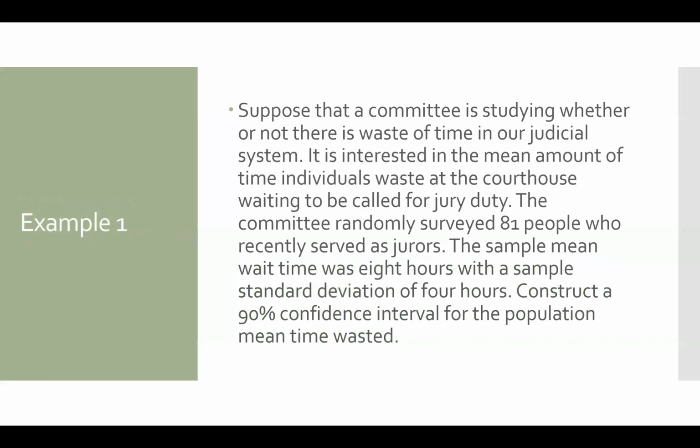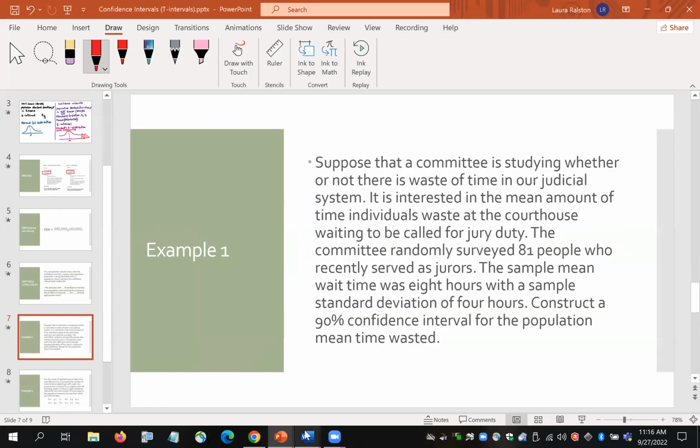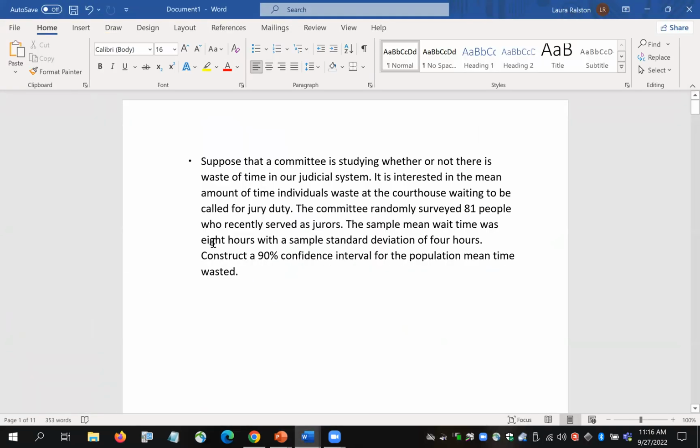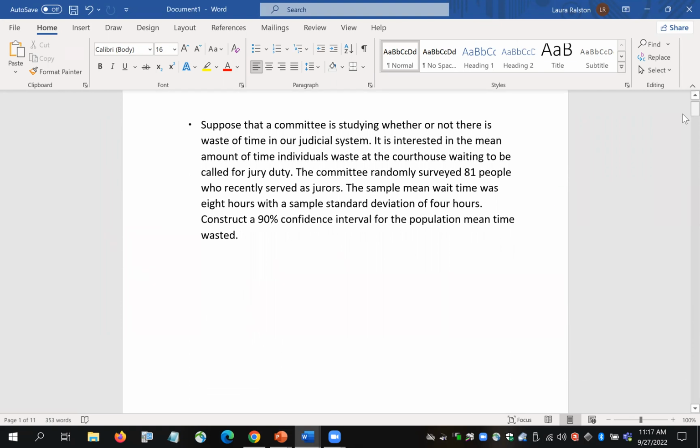So if we go ahead and dive in and look at an example, I did move the example over to our paper so that we could look at it and I can make notes, and then I'll send these out should you want them. It says, suppose that a committee is studying whether or not there is a waste of time in our judicial system. It is interested in the mean amount of time individuals waste at the courthouse waiting to be called for jury duty. The committee randomly surveyed 81 people who recently served as jurors. The sample mean wait time was 8 hours with a sample standard deviation of 4 hours. Construct a 90% confidence interval for the population mean time wasted.